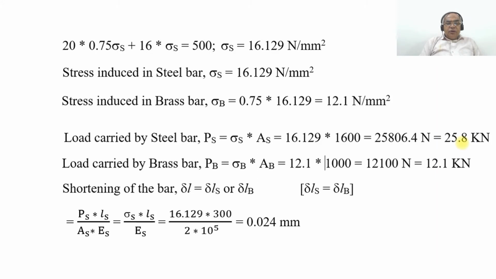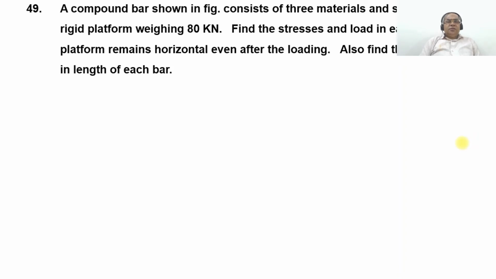You substitute the value of stress in the steel bar as 16.129 and the length of the steel bar as 300, divided by Young's modulus of the steel bar, which is 2 into 10 to the power of 5. On simplification, you are going to get it as 0.024 mm. So this is how you will be able to get the solution for problem number 48.